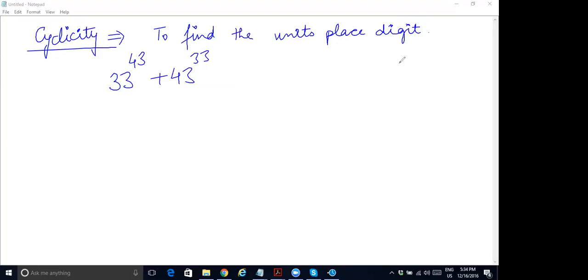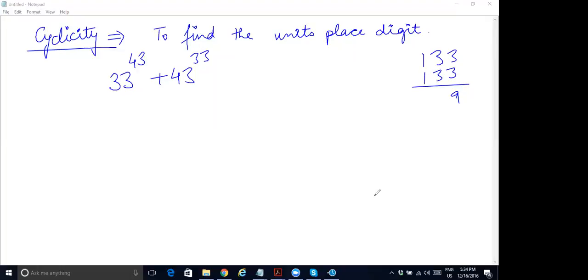Now, let's say the number is 33. If I multiply 33 two times, 33 by 33, what should I get as the units place digit? 9. So you instantly jump to a conclusion. It will be 9. And what will happen if I multiply 133 by 133?